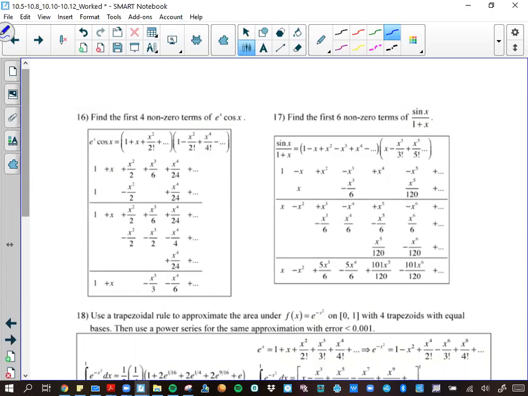Okay, so it's just a lot of foiling. And then 6, which is find the first 6 non-zero terms of sine x. That one's not too bad. But again, that's also foiling, and it's a lot of foiling. So I'm just saying, if you come across any of these, you're going to have to do some serious foiling.